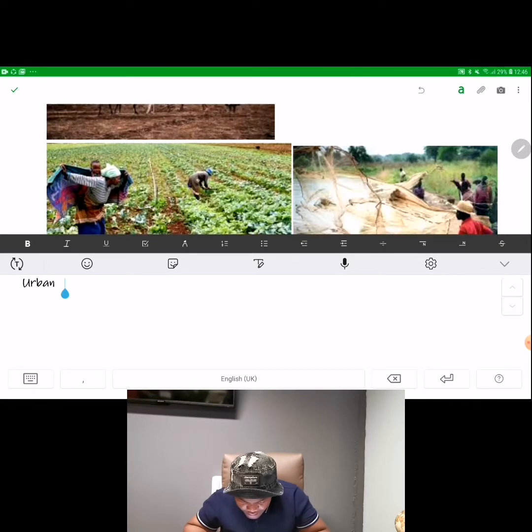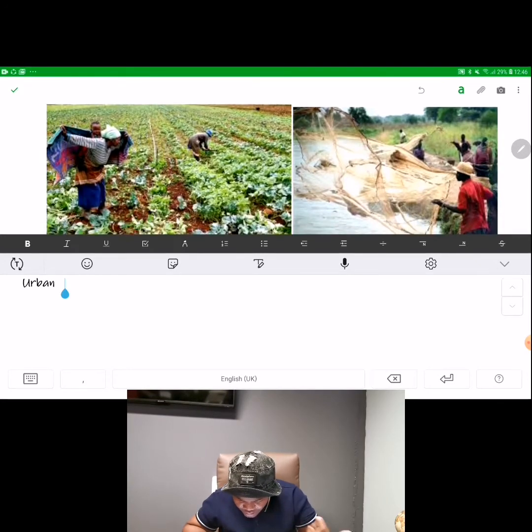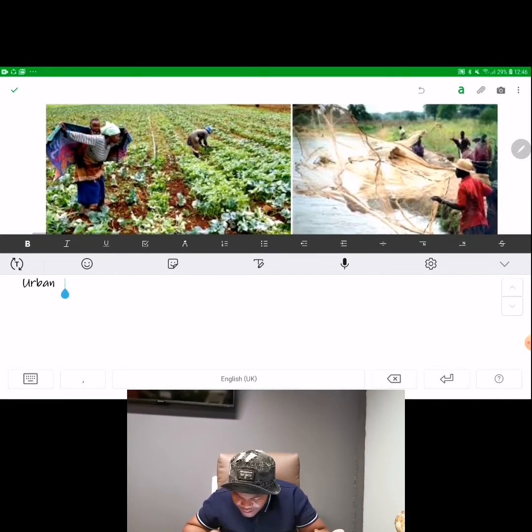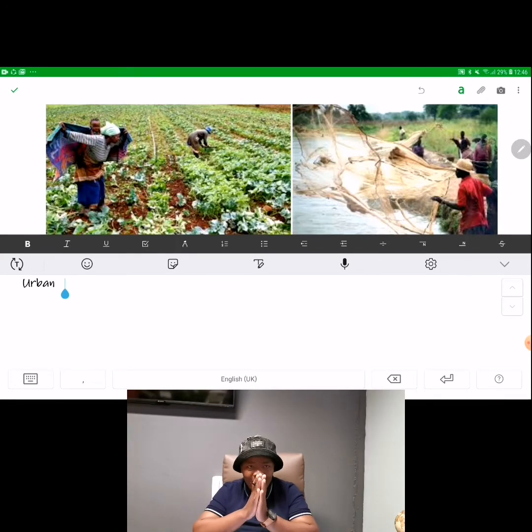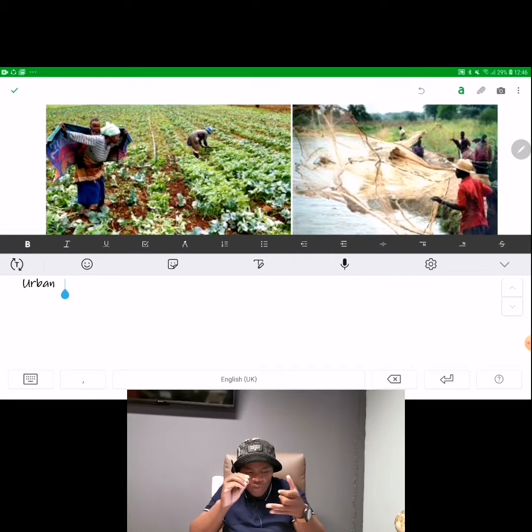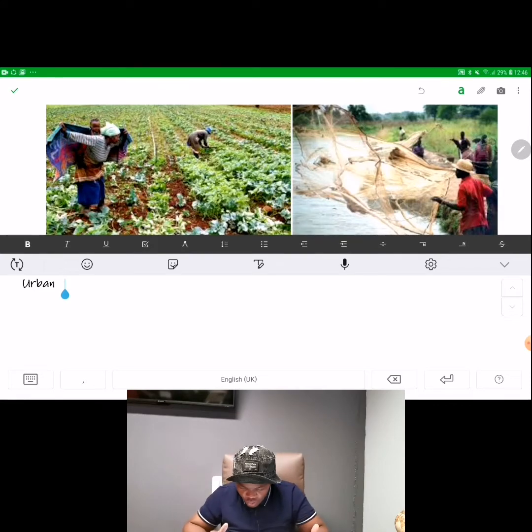And then again, here again, this is farming. And you can see this is a rural area. They are using nets for fishing. So our rural areas, these are the areas in the countryside where people are engaged in primary activities such as what? Such as farming, fishing, mining, and forestry. That is what? Your rural areas.